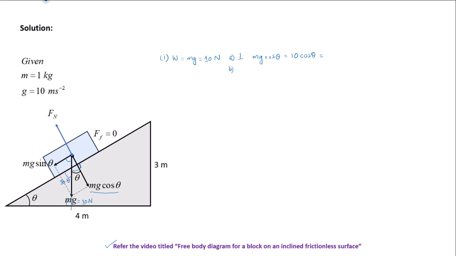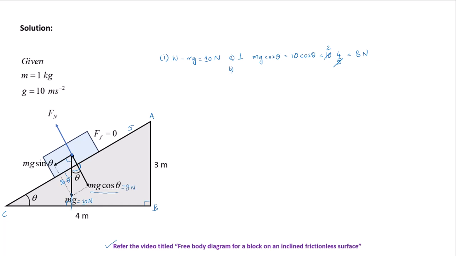Is that given to us in the question? If you see this triangle, maybe I can call it A, B, and C. In the triangle ABC, if you apply the Pythagoras theorem, you will get the sides as 3, 4, and 5. Side AC will be equal to 5 meter, and therefore it will become 10 cos theta, and cos theta in this case will be 4 over 5. So this will be 8 newtons. In the diagram, this component will be equal to 8 newtons.